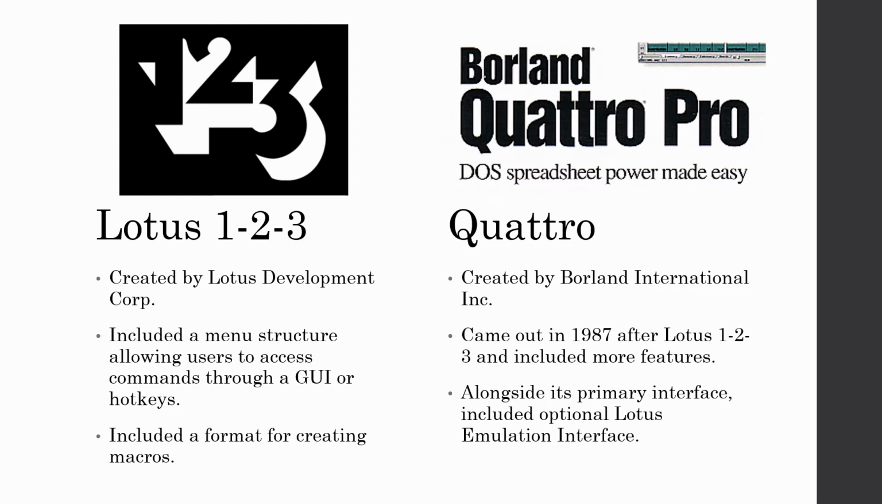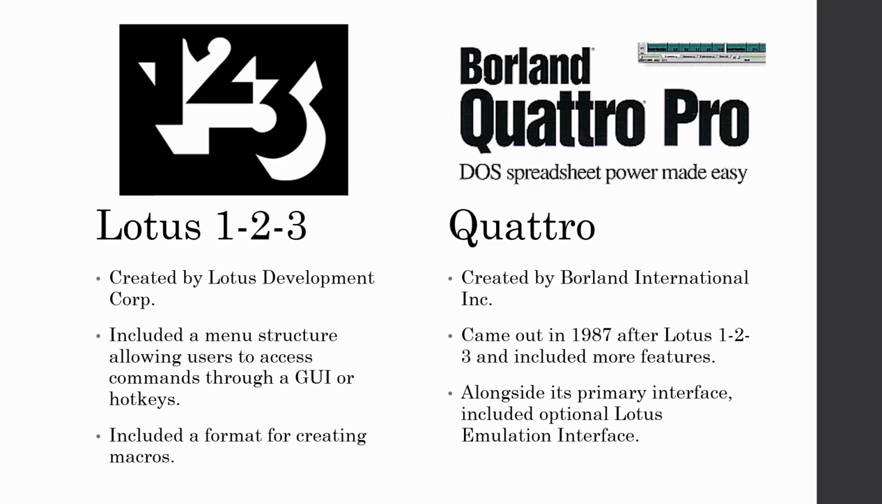Lotus 123 was created by Lotus Development Corporation and included a menu structure allowing users to access commands through a GUI or hotkeys. It also included an original format for creating macros, allowing multiple tasks to be executed quickly.